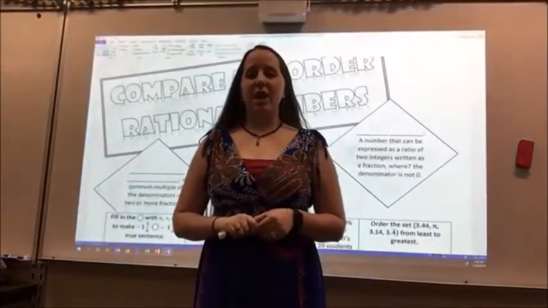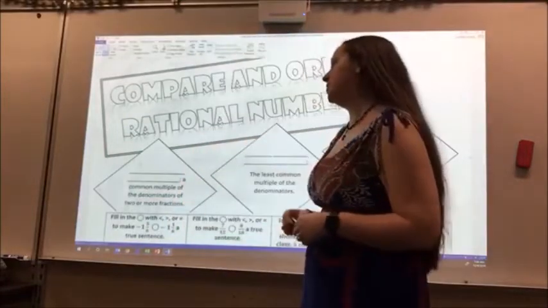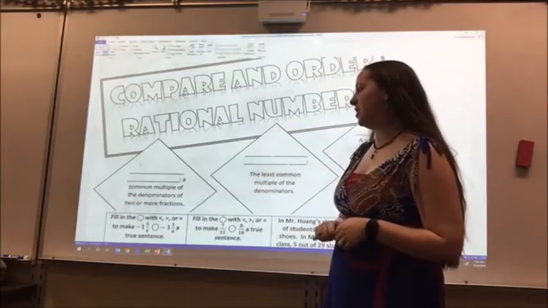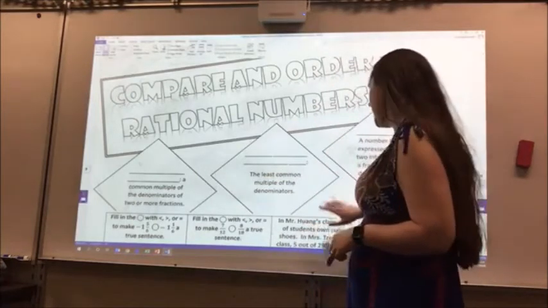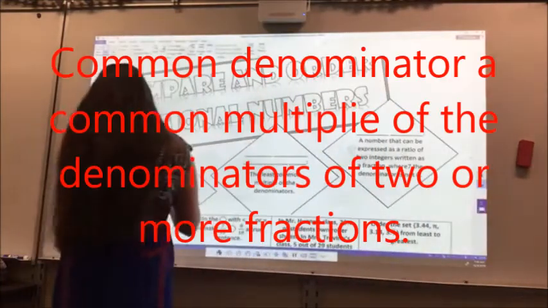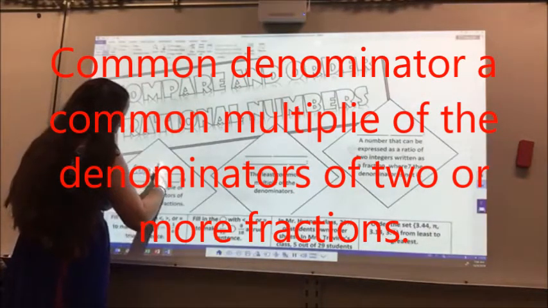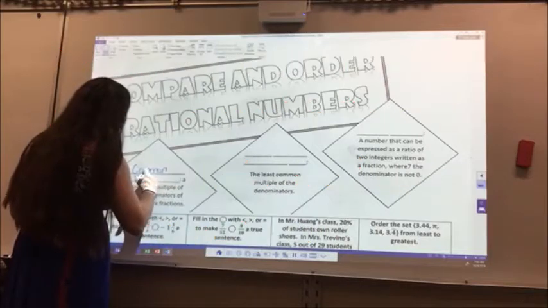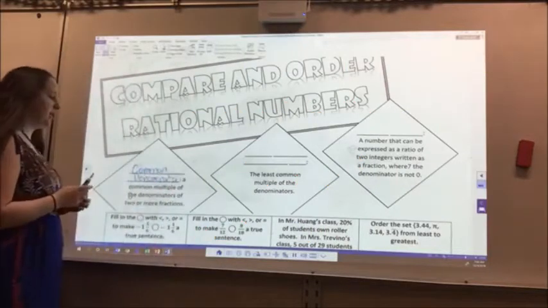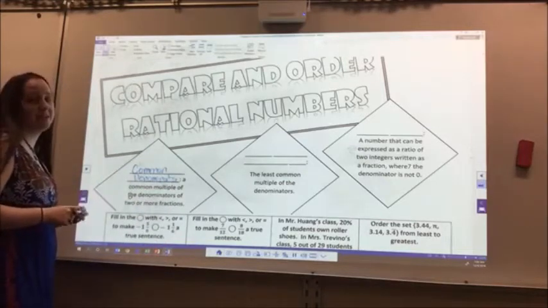All right, this is Chapter 4, Lesson 2, Compare and Order Rational Numbers. We have a couple of terms that we need to look at. Blank, a common multiple of the denominators of two or more fractions. In that blank, you're going to write common denominator. So a common denominator is a common multiple of the denominators of two or more fractions, something that they have that's similar.